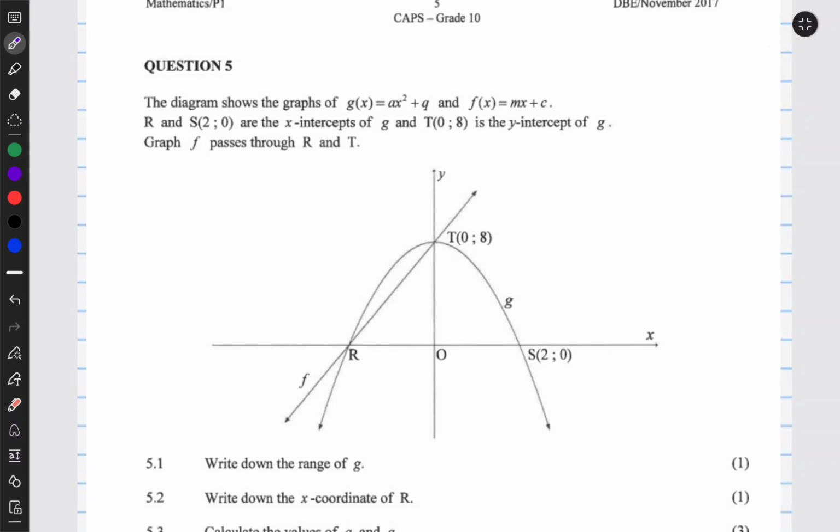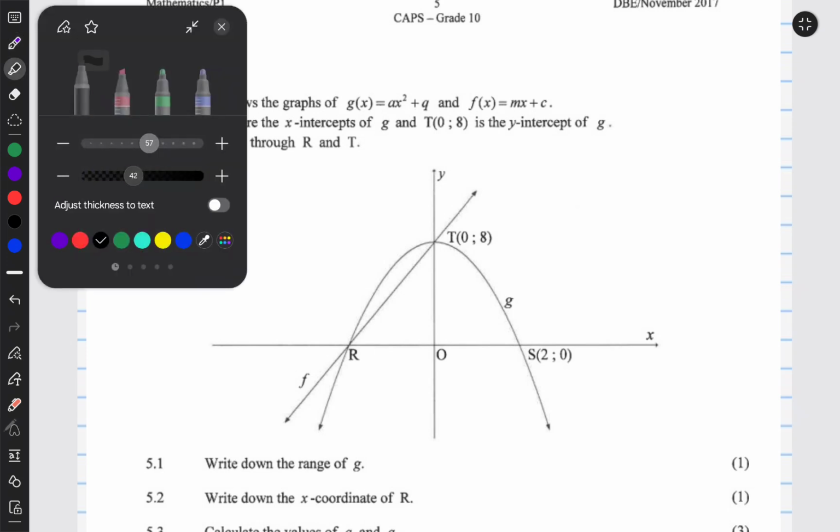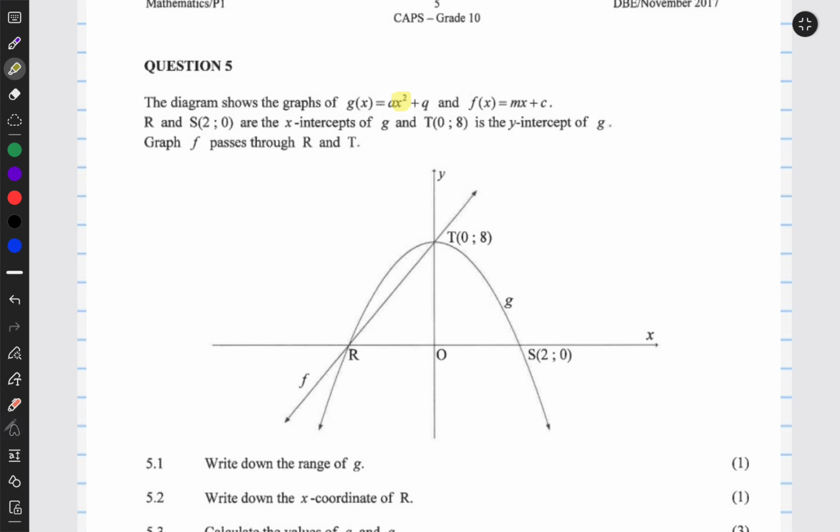The diagram shows the graphs of g(x) = ax² + q. That already tells us that we are dealing with a parabola. Plus q, what does that q stand for? The q there is our turning point for the parabola, and f(x) = mx + c. That's a straight line. R and S, 2 and 0 are the x-intercepts of g.